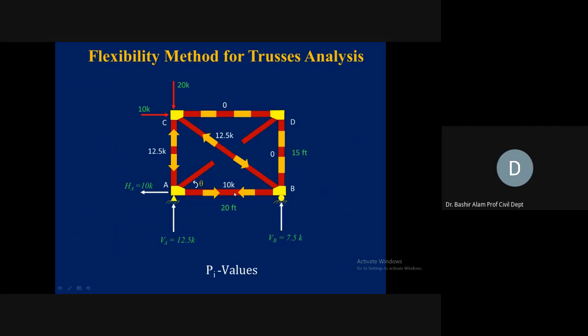So now for member AB, P will be 10. For BC, it will become minus 12.5 because it is compression. For member AD, it will become 0. Member AC, it will become minus 12.5. For member CD, it will be 0. For member BD, the P will be equal to 0. So from here, you can complete your P column now, P values for each member.